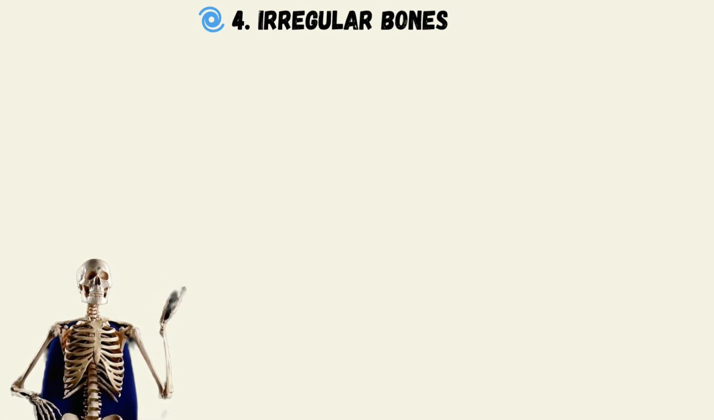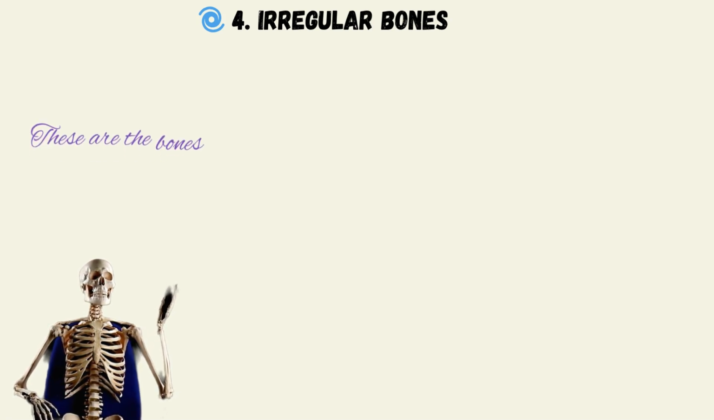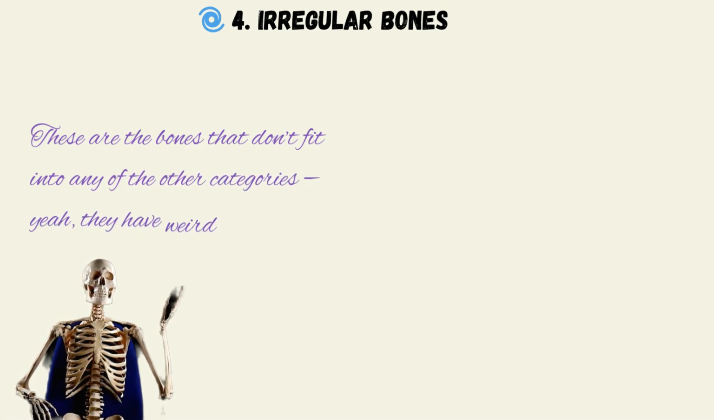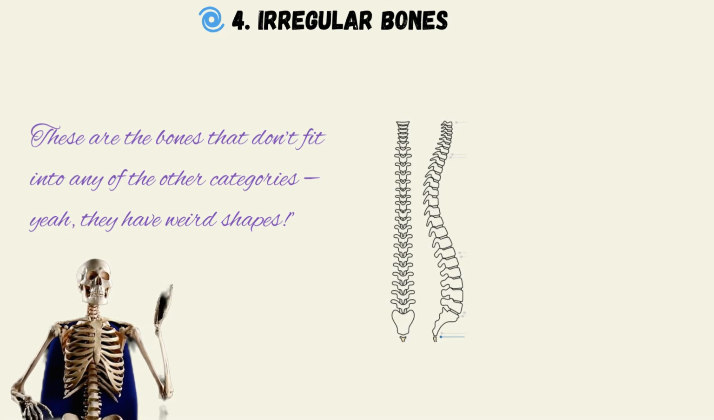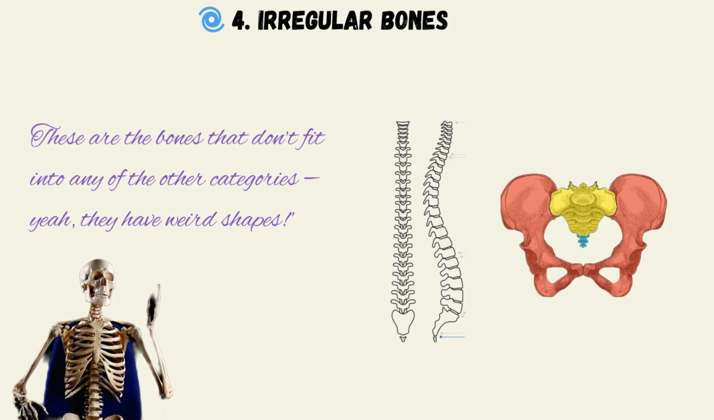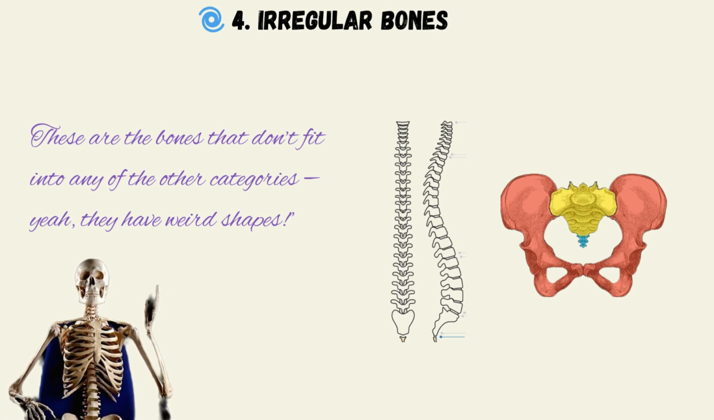4. Irregular bones. Let's talk about irregular bones next. These are the bones that don't fit into any of the other categories. They have weird shapes. You can find them in the vertebral column and the hip bones. So for example, your vertebrae and pelvic bones come under this.